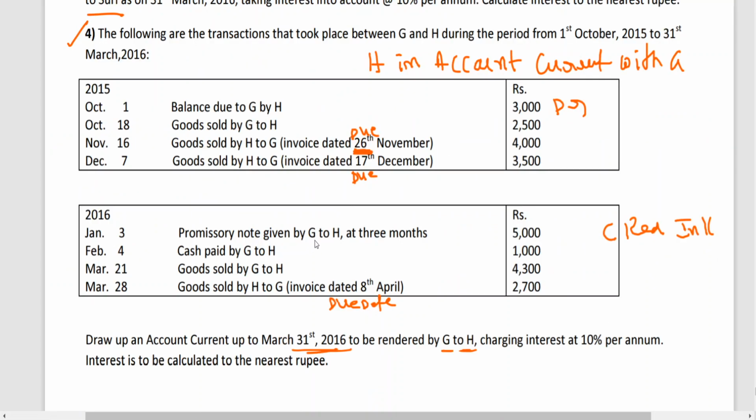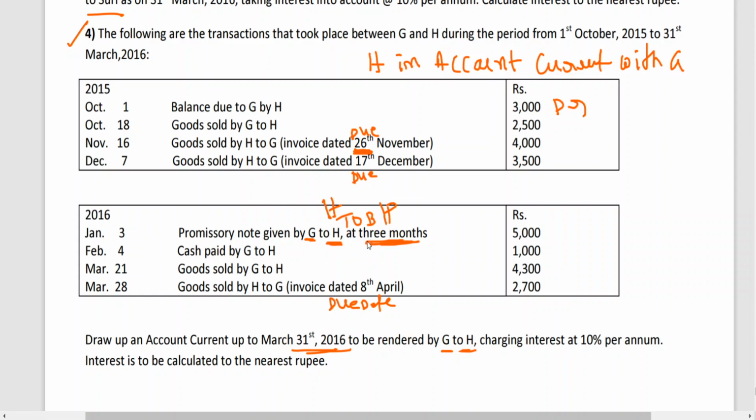Promissory note given by G to H. Promissory note given by G to H means H is receiving, nothing but bills payable. Who is receiving? H is the receiver. What are we giving to him? Bills payable. So your bills of exchange knowledge will be really useful for this. Entry: H account Dr to bills payable. What is the duration? 3 months. That is why I mentioned red ink. Why did I mention red ink? You will be knowing it. Negative days you will be getting.